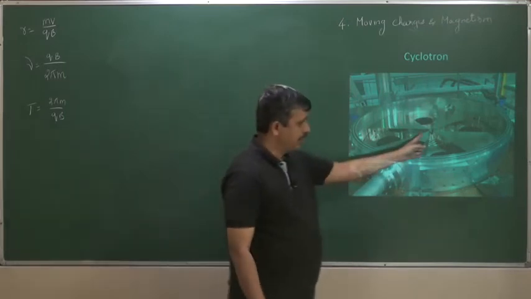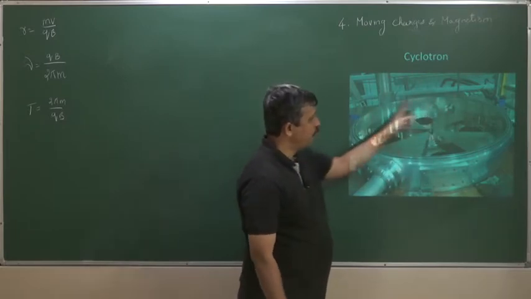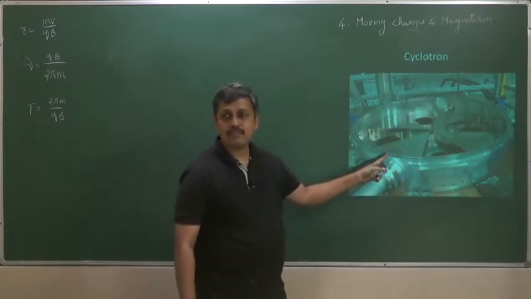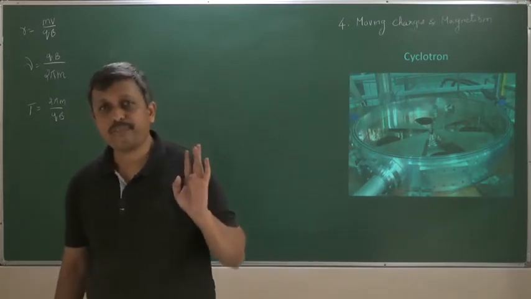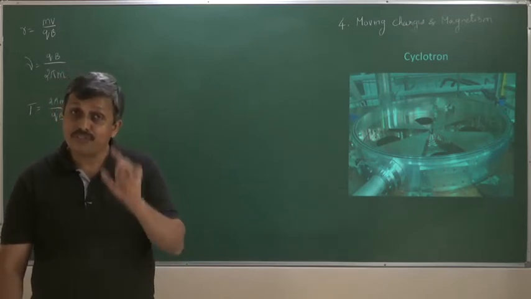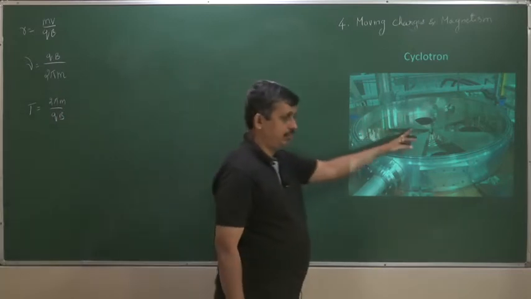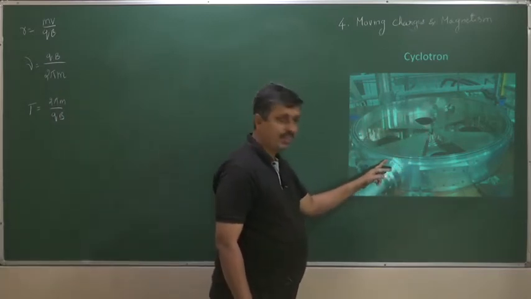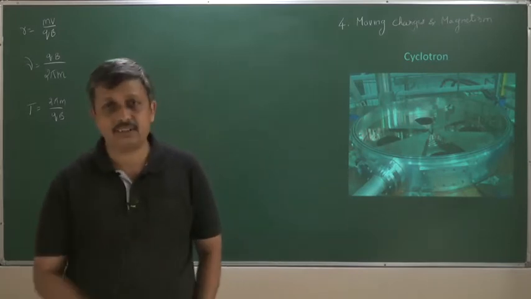Particles start from the center, go around like this, and as they move towards the end, they become very high speed and go away. That is called a cyclotron. So a cyclotron is simply a particle accelerator where we use electric and magnetic fields to accelerate the charged particle from the center towards the periphery of the circle, where it will go away. Now let us see how it works.